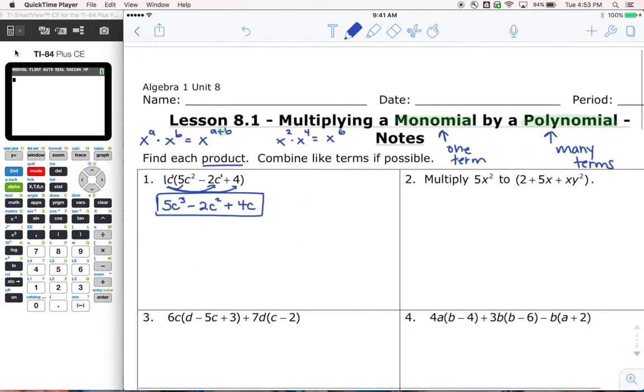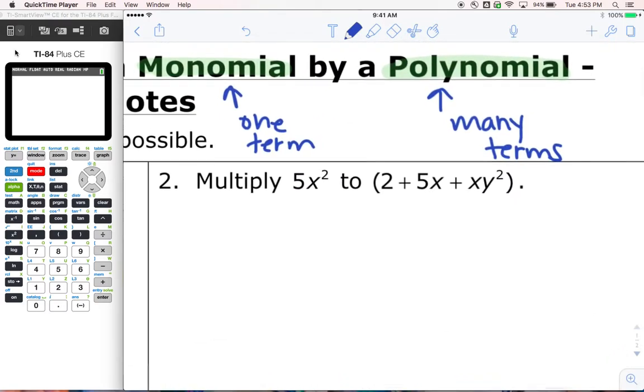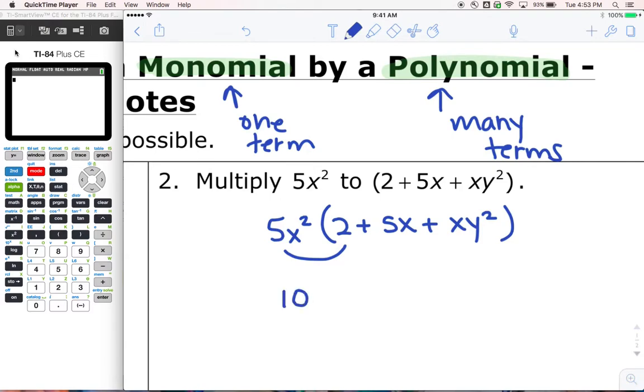All right, let's take a look at problem number 2. Problem number 2 tells us to multiply 5x squared times these parentheses. So I'm going to rewrite this so it looks like the last problem we did: 2 plus 5x plus xy squared. All right, here we go. Let's multiply 5x squared times 2. 2 doesn't have any x's at all. So 5 times 2 is 10, and we just keep x squared because that came from the outside term, right?